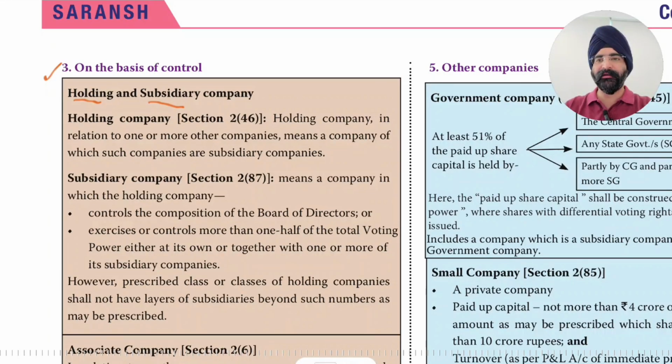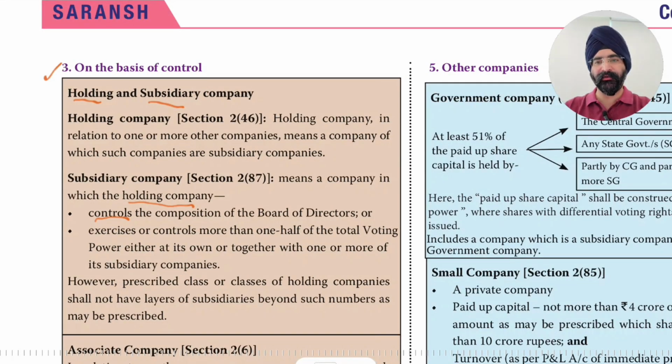Holding company. Holding company in relation to one or more other companies means a company of which such companies are subsidiary companies. So the definition of holding company in section 2 subsection 46 only describes it passively as a company which has subsidiary. So when we understand the definition of subsidiary, we will figure out the definition of holding company. Subsidiary company as defined in section 2 subsection 87 means a company in which the holding company controls the composition of the board of directors.